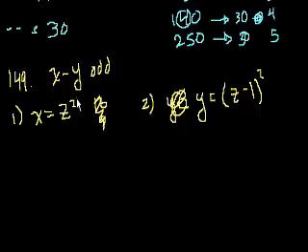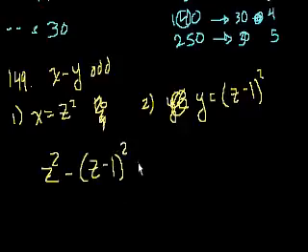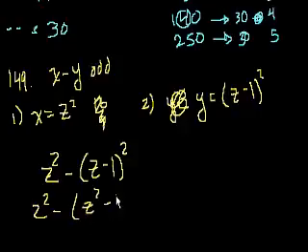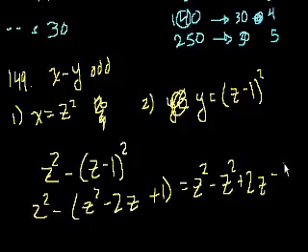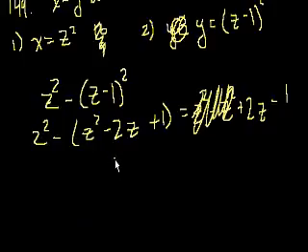Let's substitute for z. So x minus y becomes z squared minus (z minus 1) squared. And so this becomes z squared minus (z squared minus 2z plus 1), and that equals z squared minus z squared plus 2z, distributing the negative sign, minus 1. The z squares cancel out, and we're left with 2z minus 1. If we use both statements, x minus y simplifies to 2z minus 1.